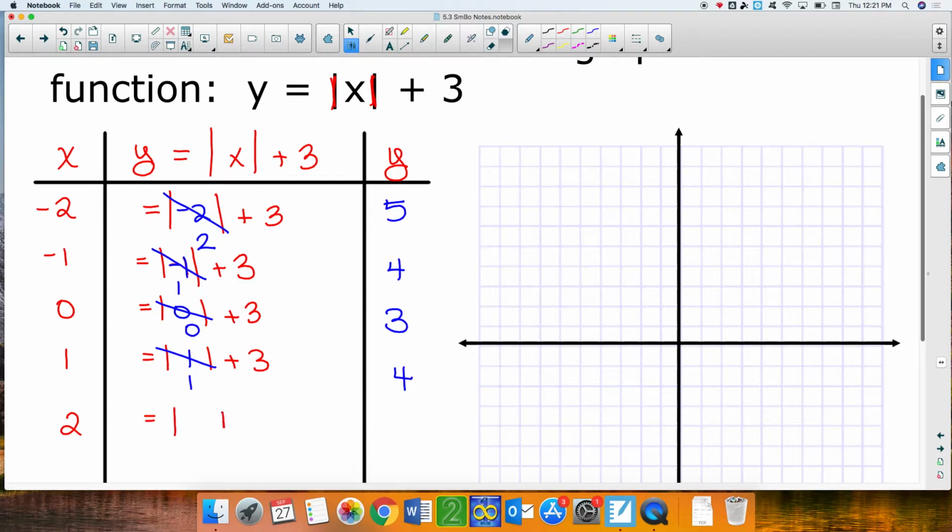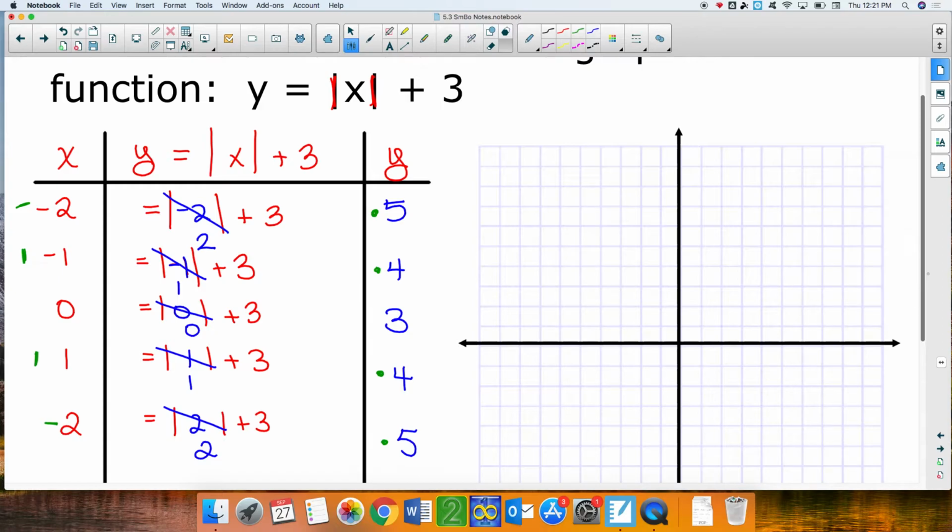And then the last one, we're going to plug in positive 2 into the absolute value. Again, the absolute value of positive 2 is positive 2, and 2 plus 3 is 5. What you should notice is that since absolute value is always positive, I have some y values that are repeating. So 2 and -2 give me the same thing. -1 and positive 1 give me the same thing. So when you're doing absolute value, it should repeat.